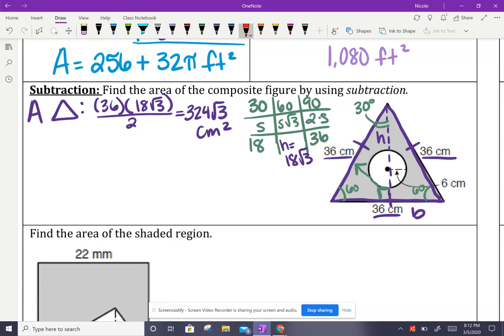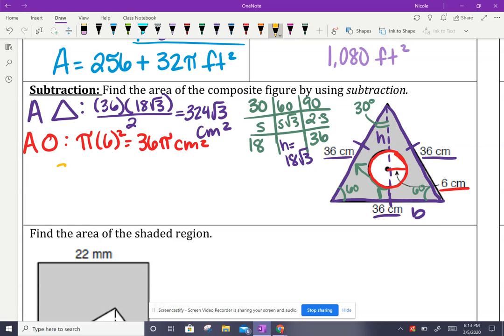Now I look to the circle inside. It's the area of my circle, and that's pi r squared. So I need to find my radius, which is provided. It's 6 centimeters. So pi times 6 squared is 36 pi centimeters squared. And now I'm going to actually subtract the two of these.